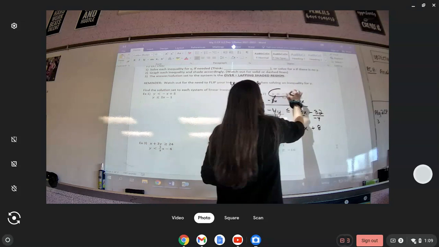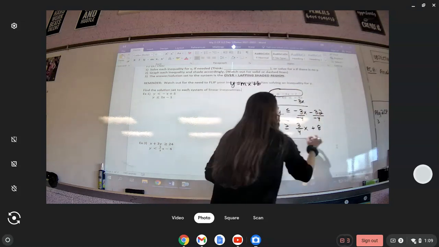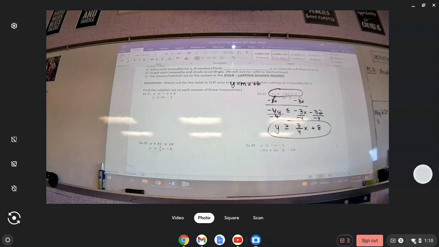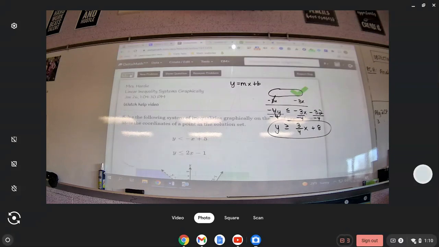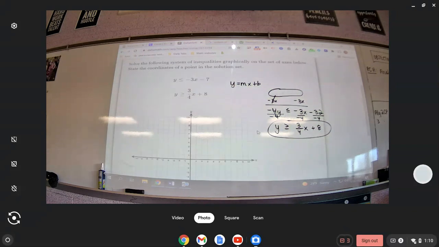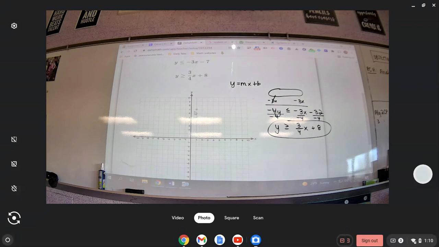So now we have the first inequality and the second inequality ready to go. We're going to find the X and Y values that make them both true. So now go to Delta Math, and those should be the 2 inequalities that example 2 has. And let's graph them. All right, example 2. I'm going to graph the first one. I'm just going to talk my way through it. Hopefully you guys are doing it.